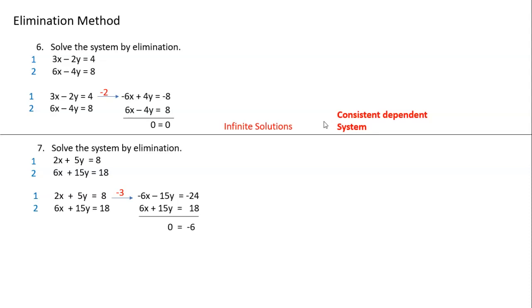When I get a situation like this where I have a false statement, where 0 is not equal to negative 6, what this is telling me is that these two lines are parallel to each other. That means that these two lines will never intersect, hence we don't have a solution. The answer is no solution, or it's called an inconsistent system. Okay? All right, let's go ahead and see where we can apply this for a real world application problem.